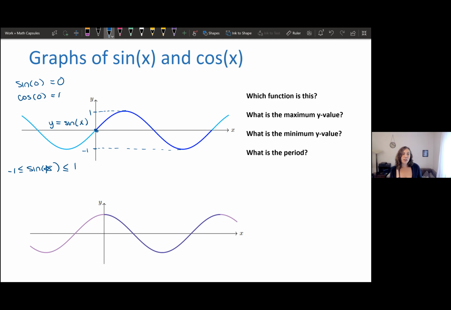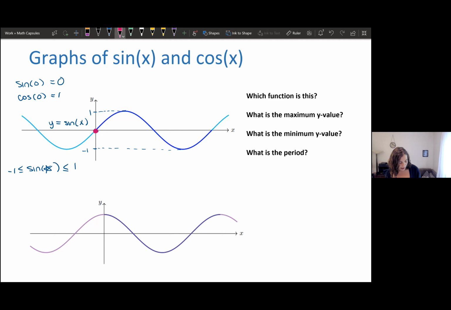Finally, what's the period? You'll notice that I have one section of the graph highlighted in a darker blue. That's one period of the sine function. It's going to repeat itself over and over and over again. So that dark blue graph is what gets recopied repeatedly. The period means what's the length of that section? How far do we go on the graph before we start repeating?